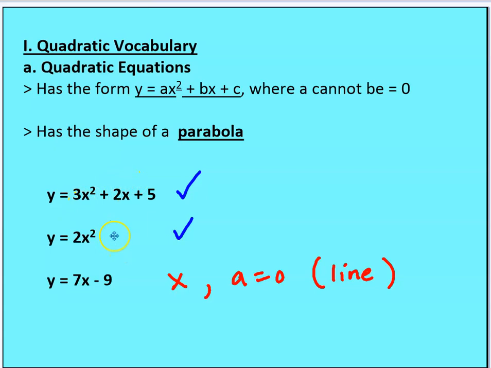Even though I don't have a bx or a c for the second quadratic, it still meets the criteria, because the only criteria in this function is that a cannot be equal to 0. If a is equal to 0, then I end up with bx plus c, which is a line and not a parabola or a quadratic equation. All right, so y is equal to ax squared plus bx plus c. A cannot be 0, otherwise we don't have a quadratic.